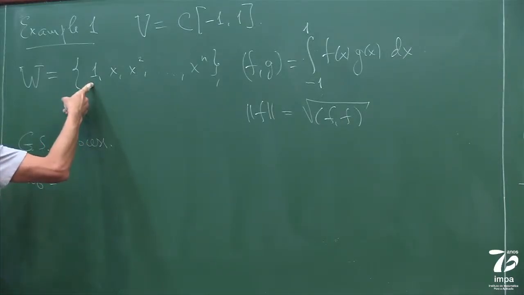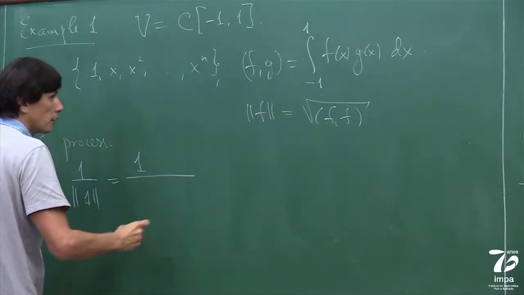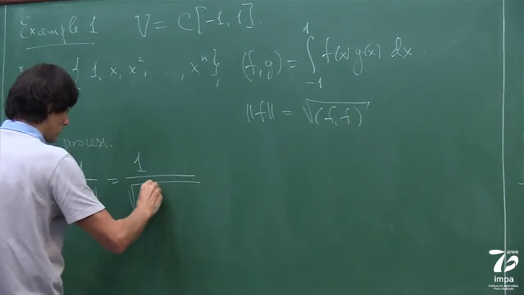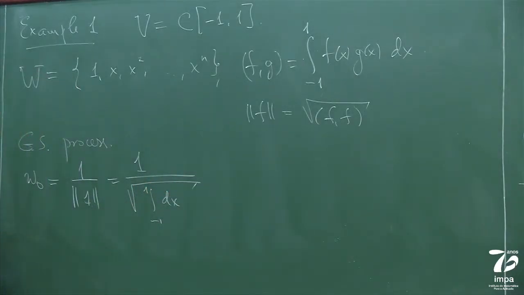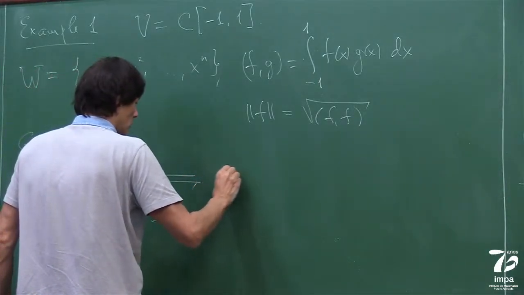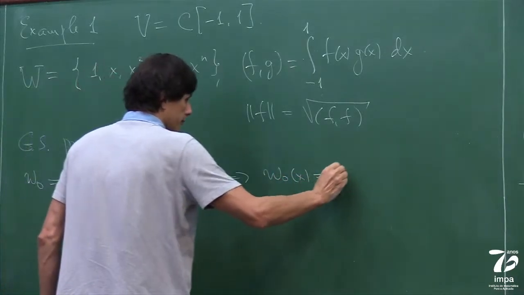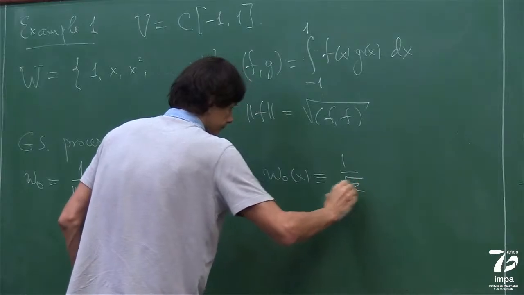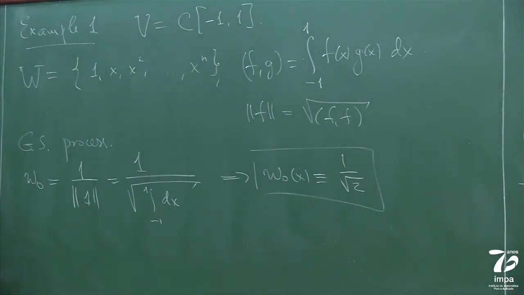So it's 1 divided by the norm of the function 1. The norm is the square root of the integral from -1 to 1 of dx, which is square root of 2. So it's a constant. So it's the first vector.